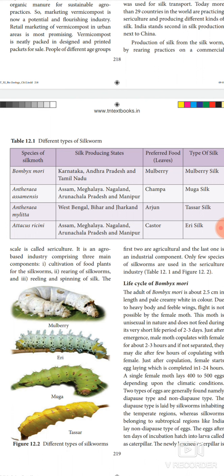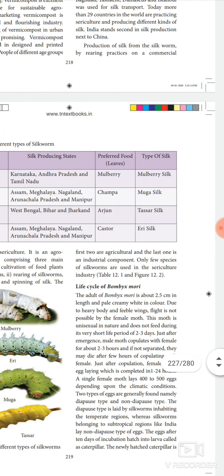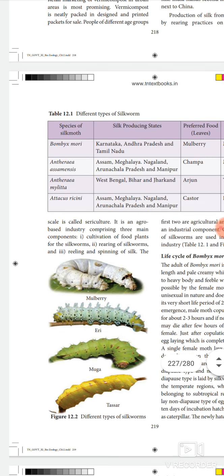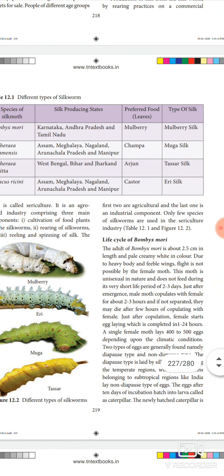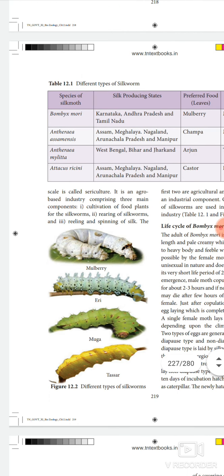Okay, so the silk producing states. Bombyx mori is used in Karnataka, Andhra Pradesh and Tamil Nadu. Preferred food leaves: mulberry leaves. Type of silk: mulberry silk. Then Antheraea assamensis is used in Assam, Meghalaya, Nagaland, Arunachal Pradesh and Manipur. Preferred food leaves: champa. Type of silk: Muga silk.